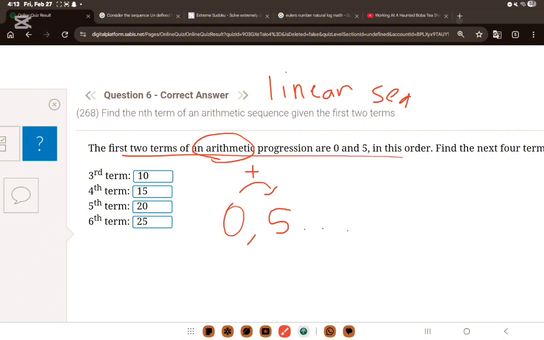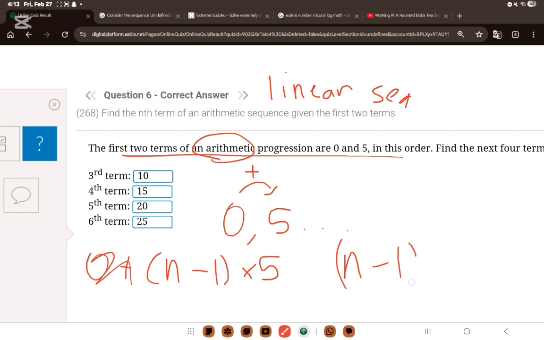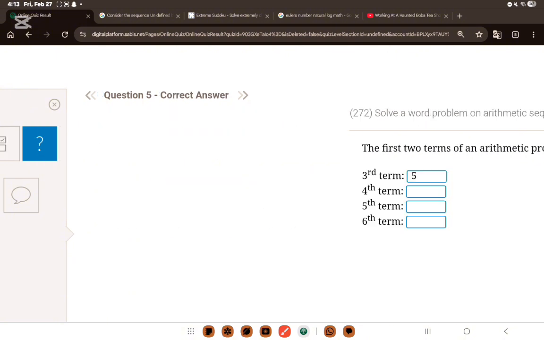Or you can use the normal equation: a1, which is 0, plus n minus 1 multiplied by the common difference, which is 5. So it's just n minus 1 times 5. You replace n with 3, 4, 5 and 6. That's all you need to know.